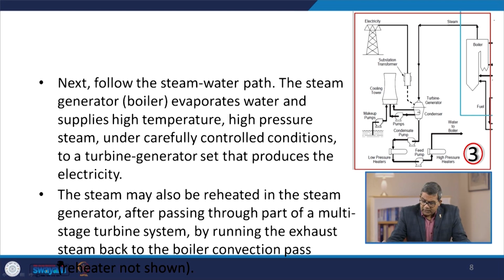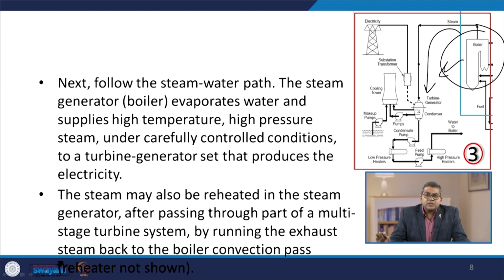Now another very important thing is the steam water path, because we are generating steam and steam obviously is utilized somewhere in some process utilities. So the steam generator, that is the boiler, boils water and creates steam at a high pressure under carefully controlled conditions, which is essentially required for boiler operation, and it is sent to the turbine generator to produce electricity or work, whatever is required.